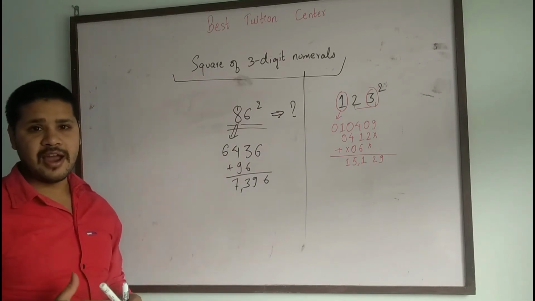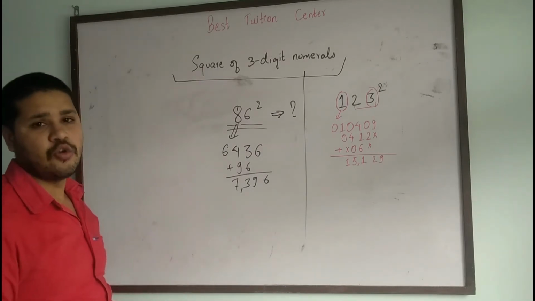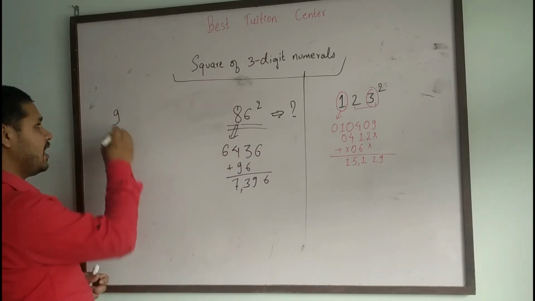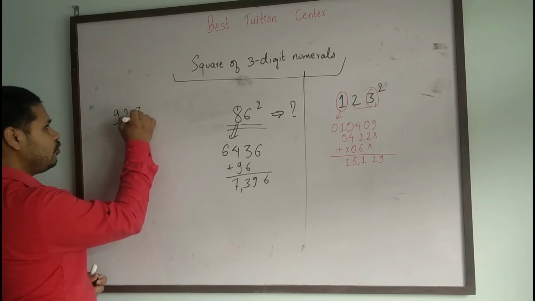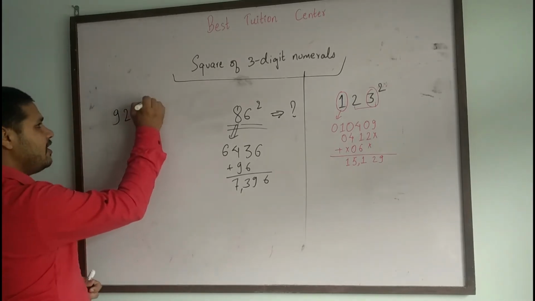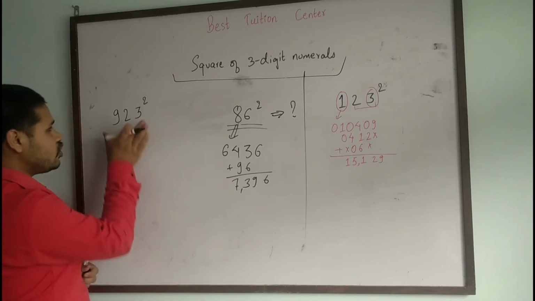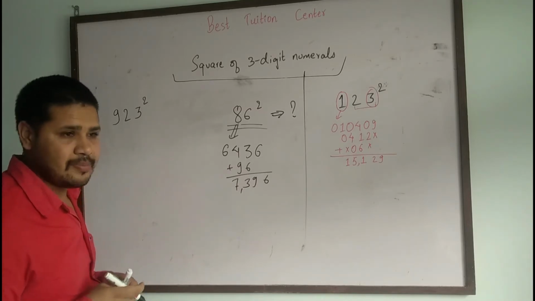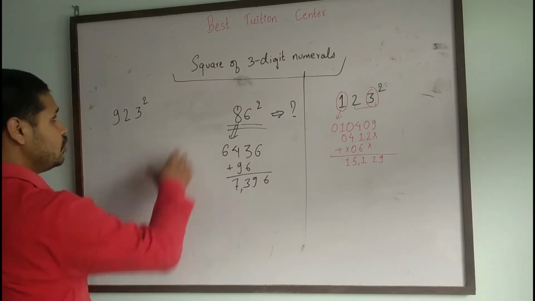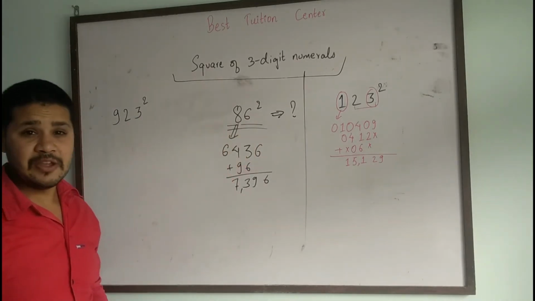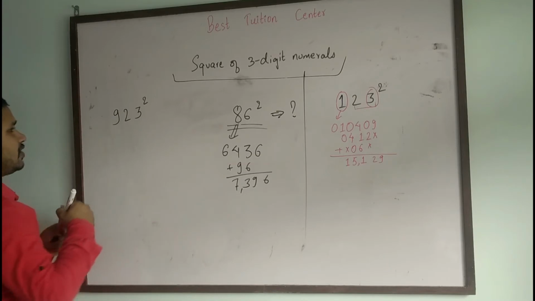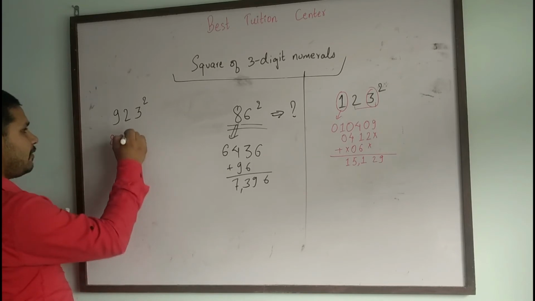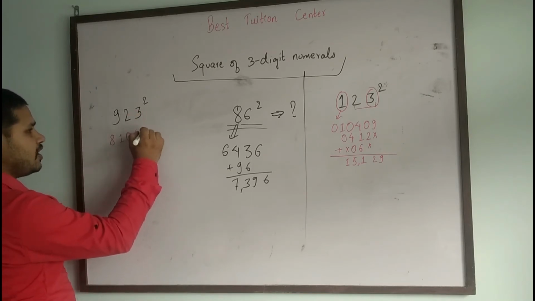Now let's try to find the square of a little more difficult question. What is the square of 923? Obviously this question looks very difficult. In fact, it might be a difficult question. So I'm going to try to solve this question using this particular technique, and let's see if it works. First of all, what's the square of 9? It's 81. The square of 2 is 4. The square of 3 is 9.